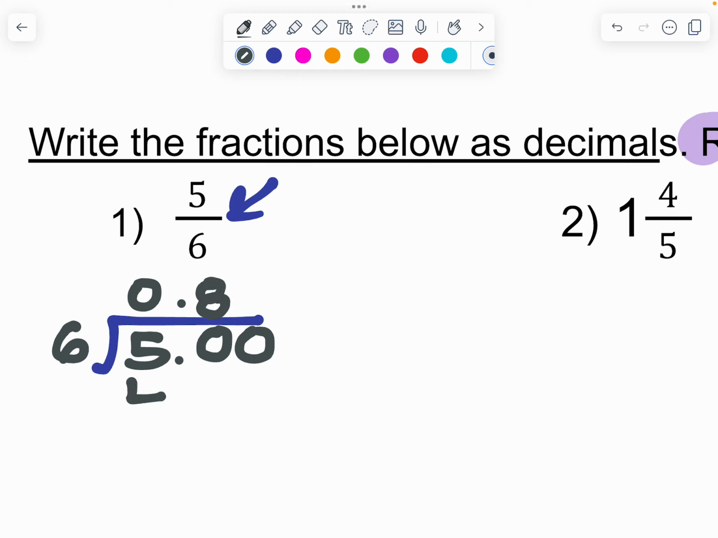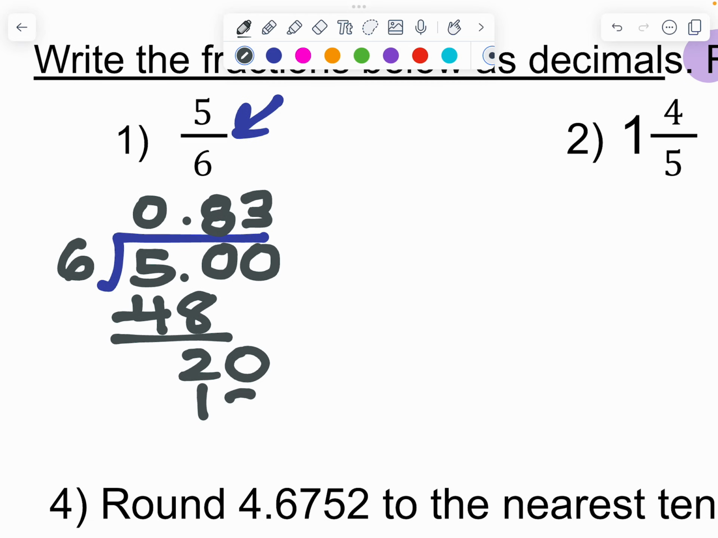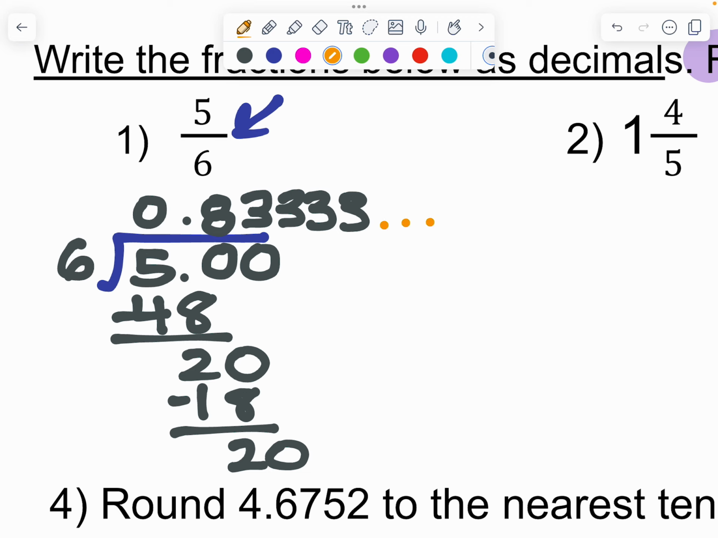8 times 6 is 48. I'm going to subtract and get 2. Bring down the 0. 6 goes into 20 3 times. 3 times 6 is 18. If I subtract, oh, look at that. I got another 2. Isn't that just going to keep on going? So this will just keep on going. There's a couple ways to write that. You can either go dot, dot, dot, or you can use bar notation, which would be 0.83. And since the 3 is what repeats, we'd put a little bar on top of the 3. Either one of those is totally correct.